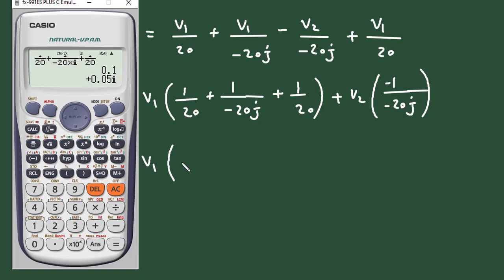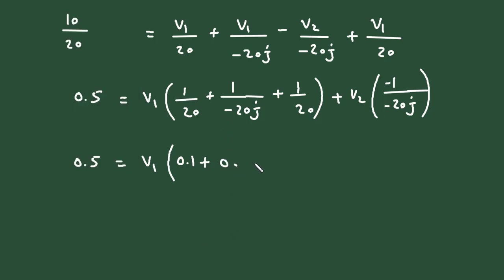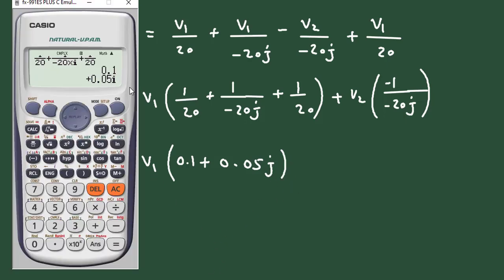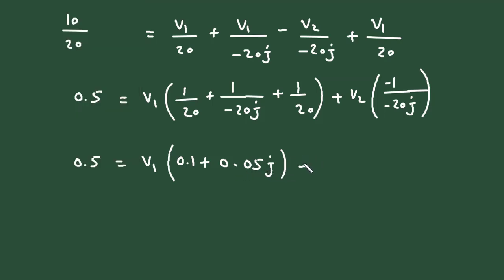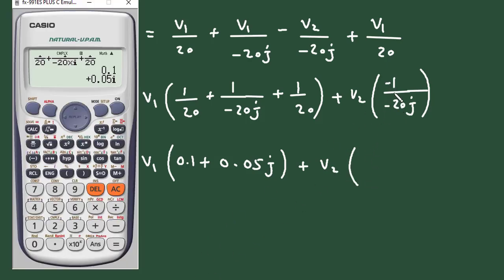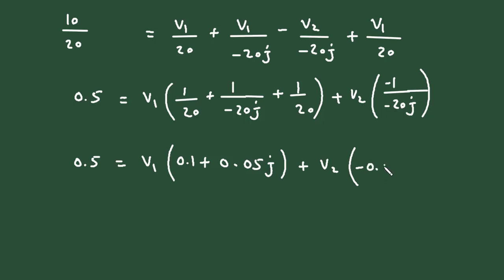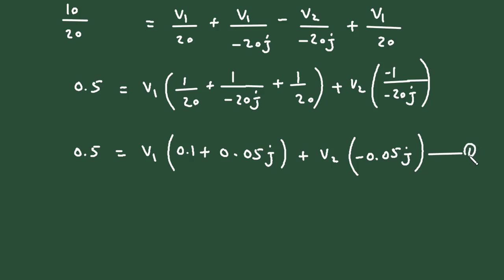So it is 0.1 plus 0.05 J. 0.1 plus 0.05 J plus V2 in bracket, this minus and this minus will get cancelled. So 1 upon 20 into J. So it is 0 minus 0.05 J. Let's say this is equation number 1.